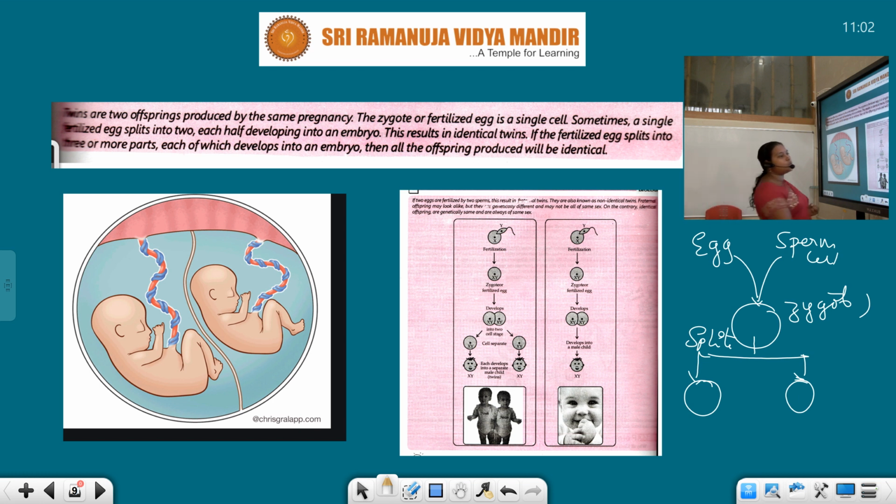So as a result, if the babies are from the same zygote, we'll get identical twins, which we call monozygotic twins. And if they are from different zygotes, so there is a chance of two different zygotes in some cases, they are dizygotic twins, and in such a case we'll get non-identical twins.